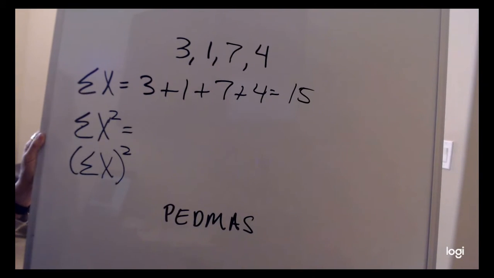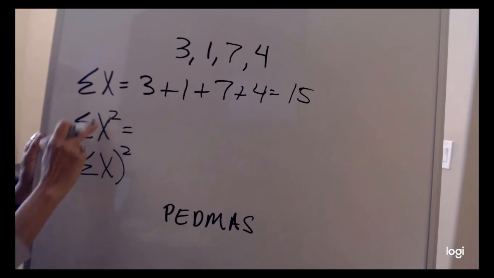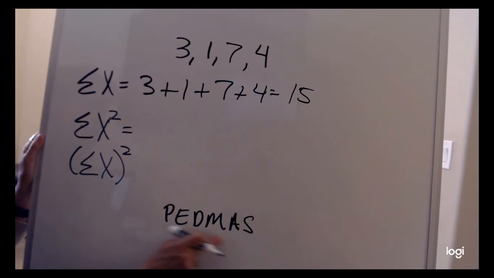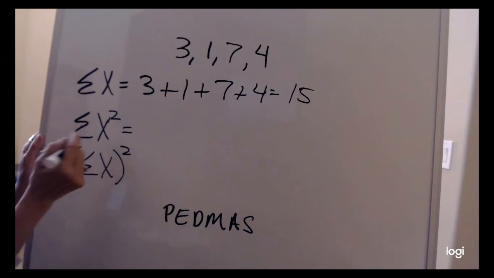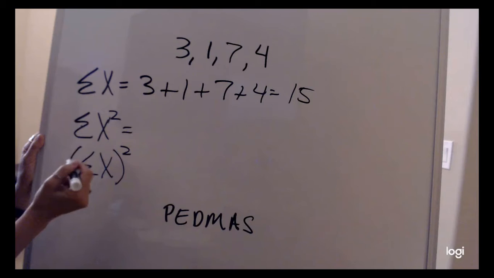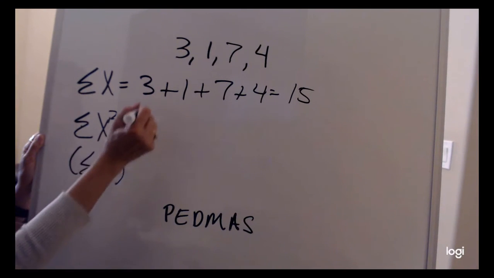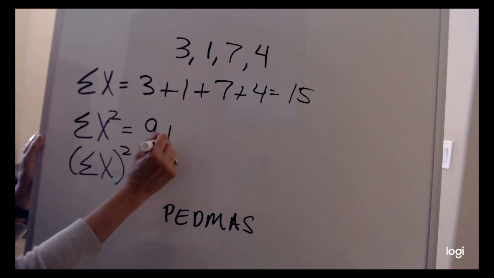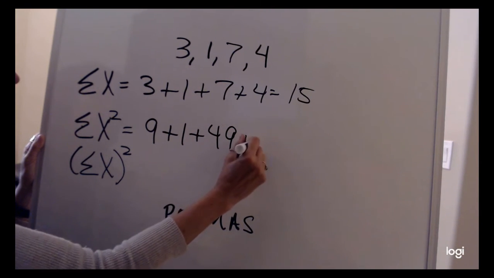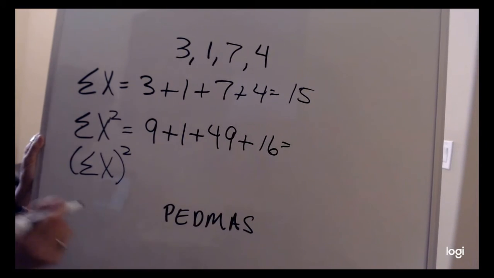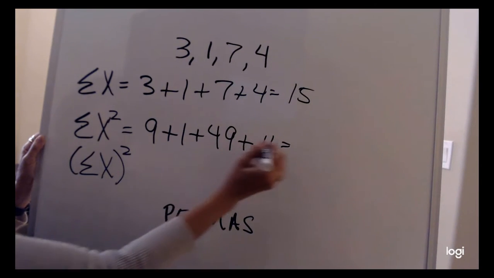Easy. The next statistical notation says sum up all the scores squared. How do I know that I'm going to square the scores first? I'm going to go to PEMDAS, parentheses, and then exponents. This is an exponent, so I need to do this before I do the addition. So X squared is going to be each score squared. So 3 squared is 9, 1 squared is 1, 7 squared is 49, and 4 squared is 16. And if we add that all together, that gives us 75.